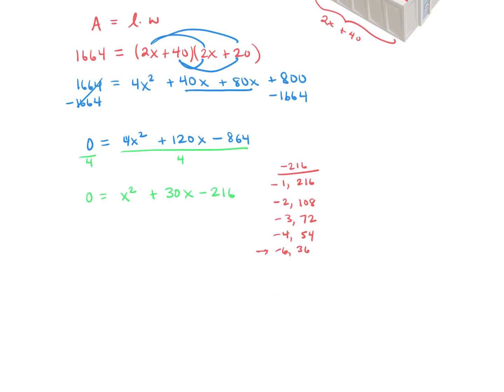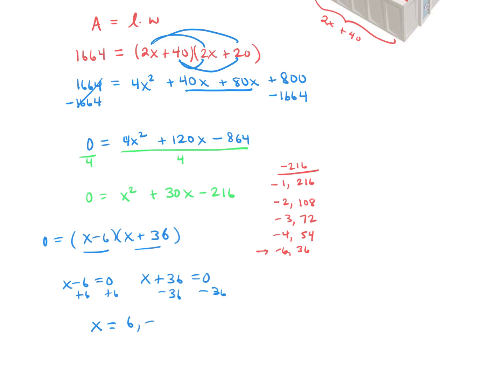So let's write this in factored form. 0 equals x minus 6 times x plus 36. Set each factor equal to 0 and solve. Oh, that should be a 36, I meant to say. Look at me catching my own mistake. Now, mathematically, when we solve, we're getting 2 answers. Our quadratic equations have 2 answers. We're going to add 6 to both sides. We're going to subtract 36 from both sides.